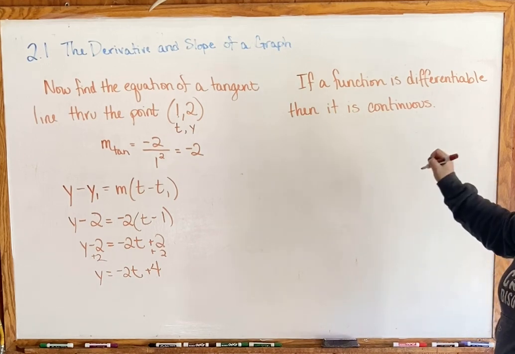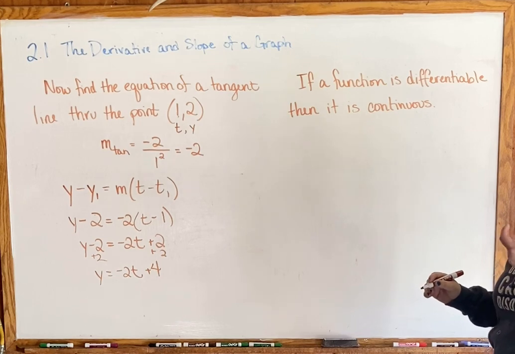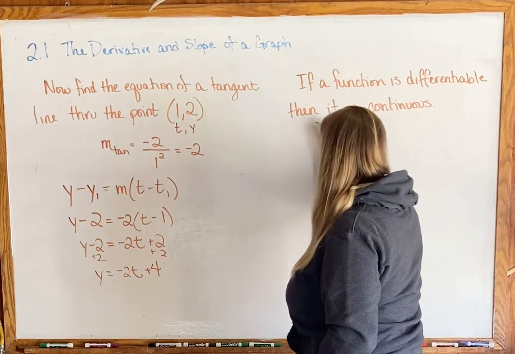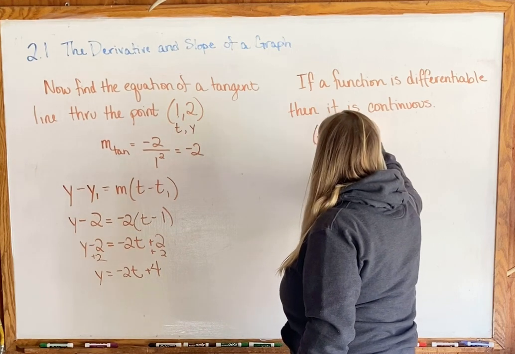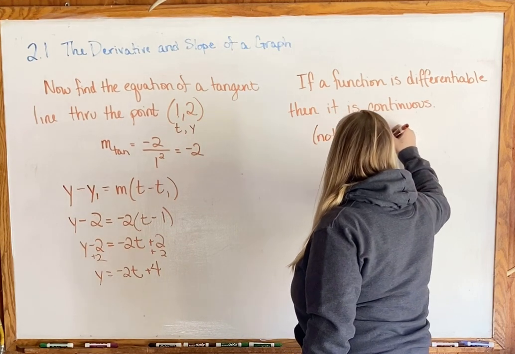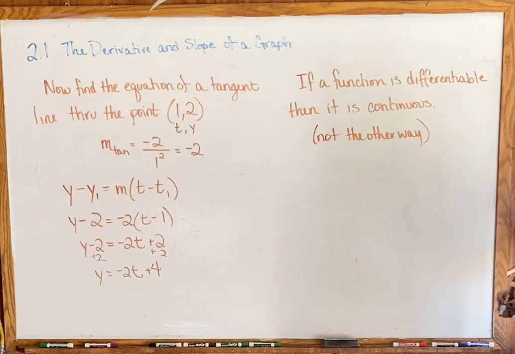Now, the thing about this is not actually what it says right here, it is the flip. So this is not true the other way. What I mean there is, if a function is continuous, it's not necessarily differentiable. Just because a function is continuous doesn't mean you can take the derivative. And so that leads us to exceptions for taking the derivative.